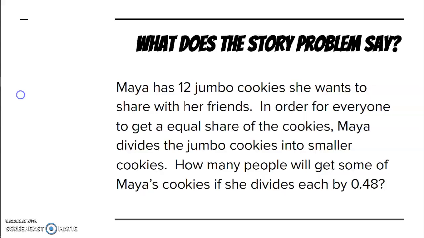Step number 1. What does the story problem say? Maya has 12 jumbo cookies that she wants to share with her friends. In order for everyone to get an equal share of the cookies, Maya divides the jumbo cookies into smaller cookies. How many people will get some of Maya's cookies if she divides each by 0 and 48 hundredths?